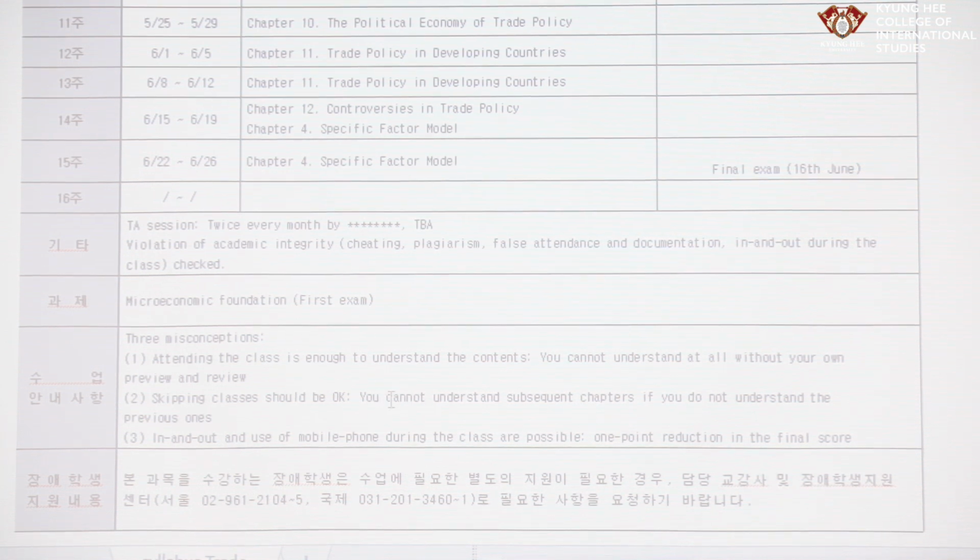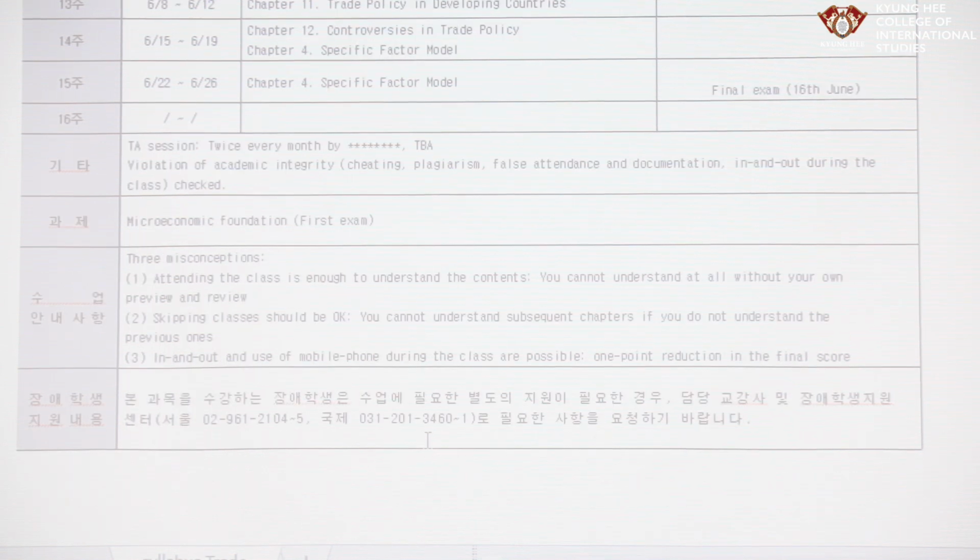So economics courses have some features quite different from politics or business studies. Economics courses have sequence, right? Sequence matters. Number 3, going in and out and using a mobile phone during the class are not allowed. Okay, that is my syllabus.